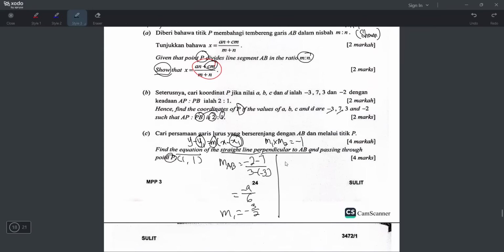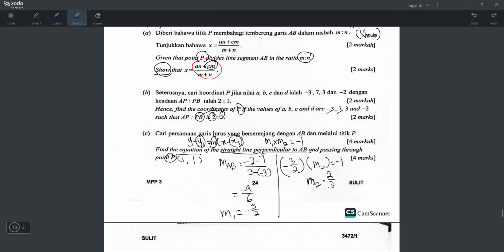So use this formula. m1, which is negative 3 over 2, times m2 equals negative 1. So your m2 will be negative 1 divided by negative 3 over 2, which is negative 1 times negative 2 over 3, which is positive 2 over 3. Or you can use your calculator to help you. So the gradient of my line will be 2 over 3, because my line is perpendicular to AB, right? So my gradient is 2 over 3.